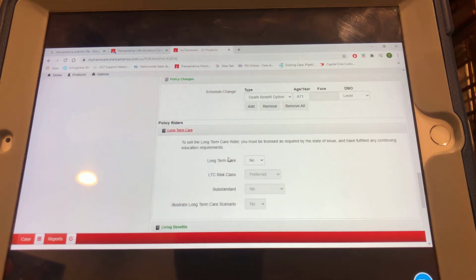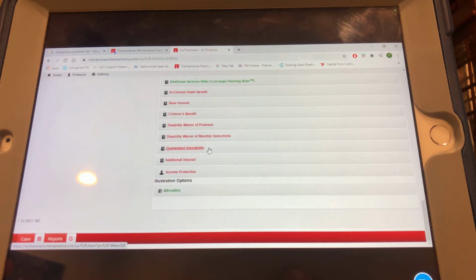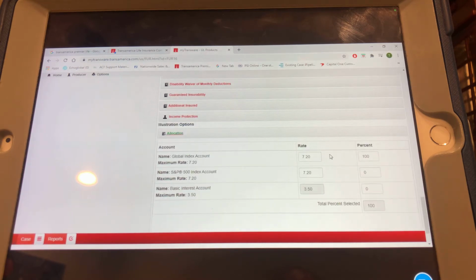If you want long-term care, you can put it. All you do is click yes. It's that simple. If you want long-term care, just click yes. For this scenario, I don't want it. I just want to use this for retirement, unless I already have a long-term care need I have to take care of. Okay? What I go down to next is where it says allocations. You click allocations and you determine where it goes.